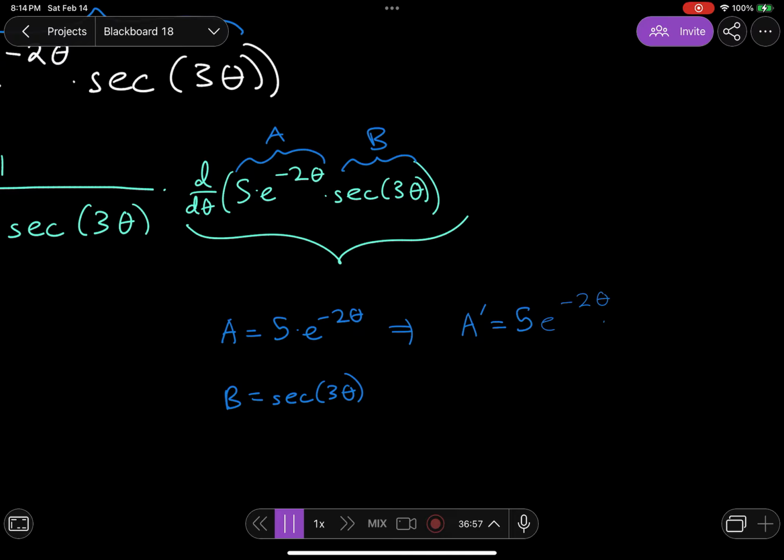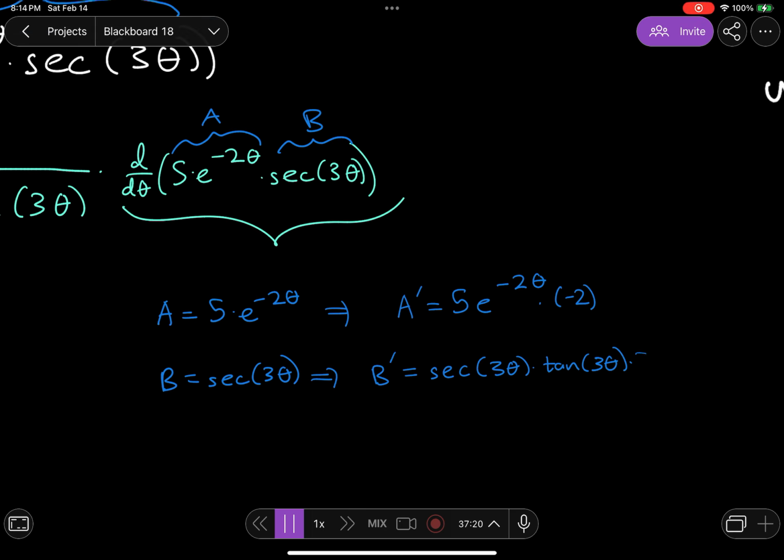So the derivative of negative 2 theta is negative 2. Derivative with respect to theta. In a similar fashion, I have an outermost function, which is the secant of something. I know that to be the secant of that thing times the tangent of that thing. Then I have to multiply by the derivative of 3 theta, which is 3. So B prime is equal to 3 secant 3 theta tangent 3 theta.